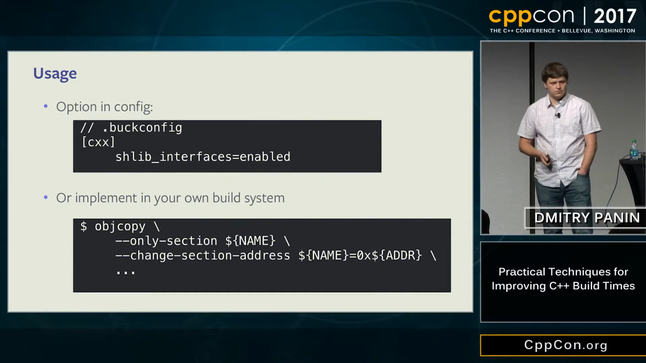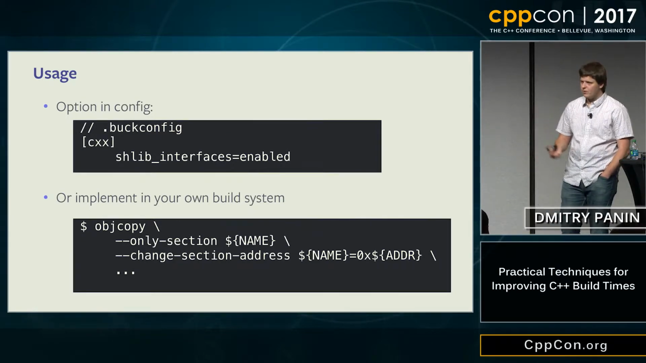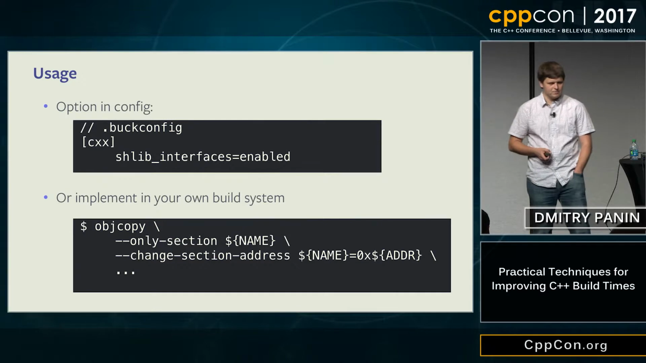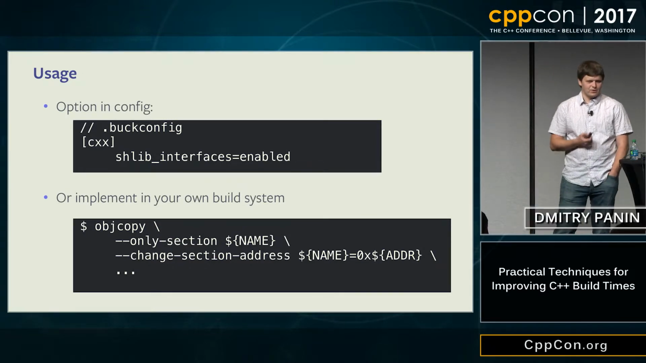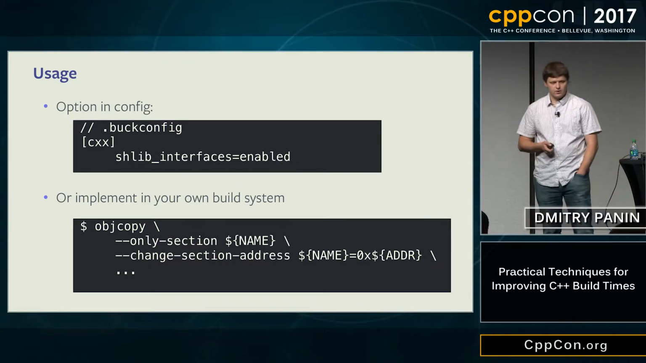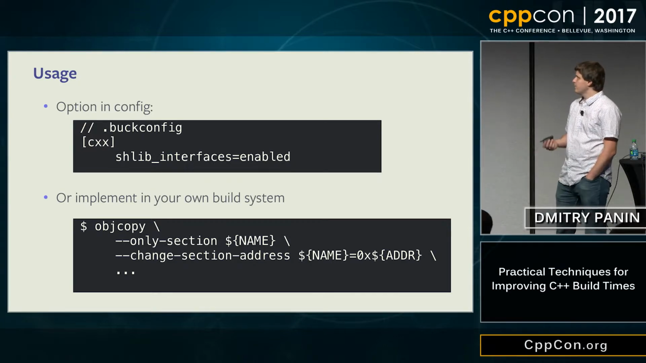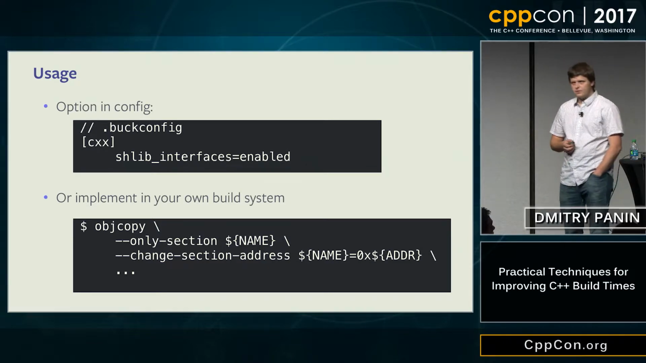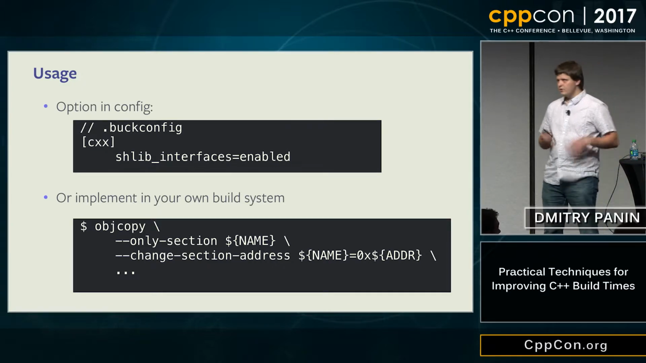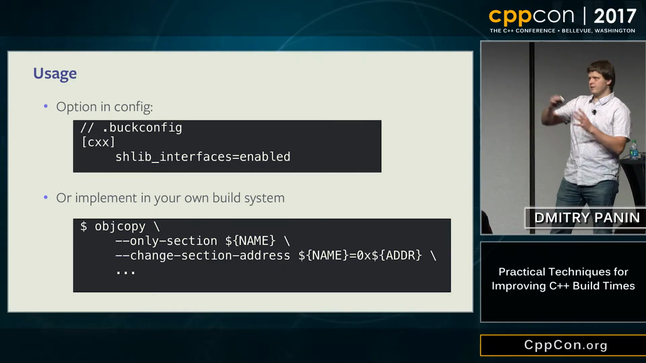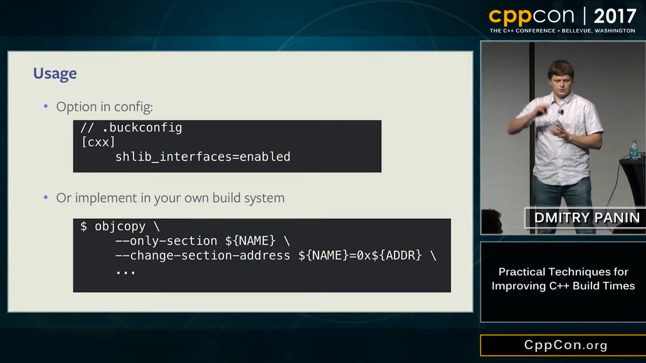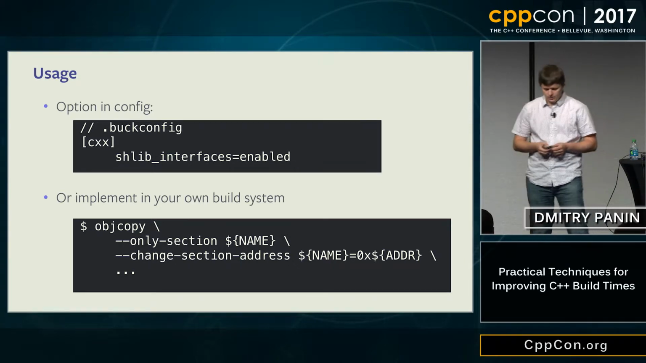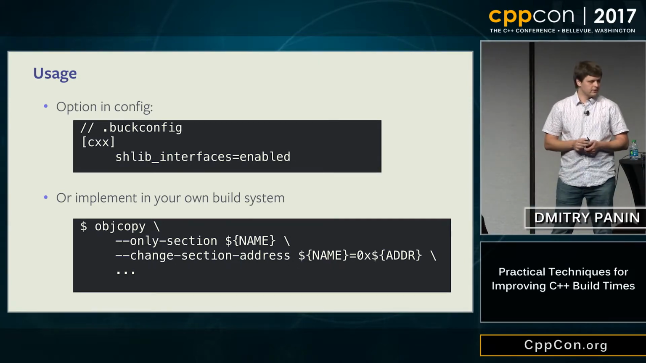Okay, so how to use it? If you use Buck, which probably a lot of you do, you can put this option in the config. Very simple. Or if you don't use Buck, you can implement this in your own build system by just using objcopy. The thing to note here is that you need to change section addresses as well, because if you remove some sections, the other ones might get different addresses, and it will introduce noise in your linking step.